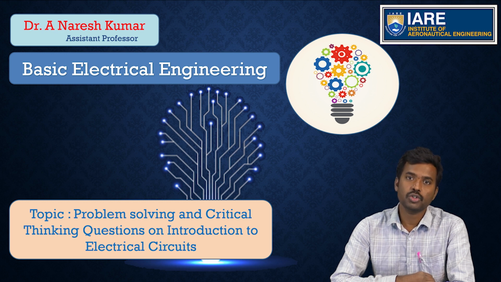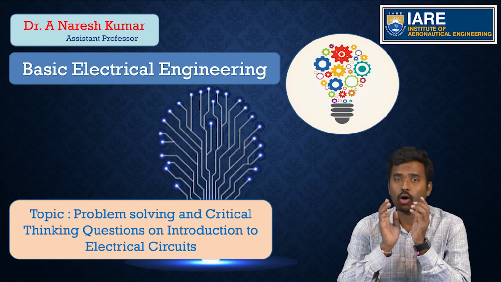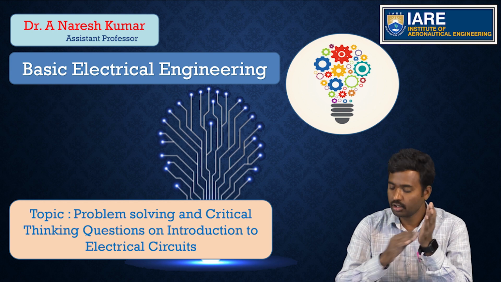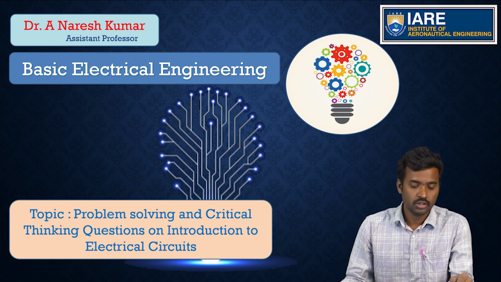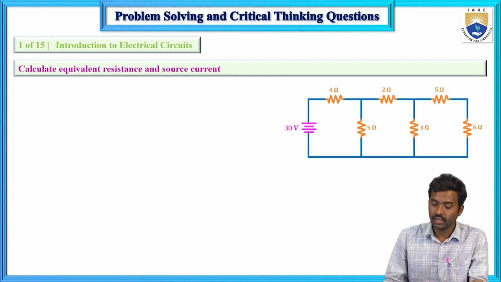Today, we are going to solve Question Bank Module 1, that means Introduction to the Electrical Circuit. In that Part A questions, that means problem solving and critical thinking questions. Here, we have total 15 questions. In that first question, calculate the equivalent resistance and source resistance for a given network.